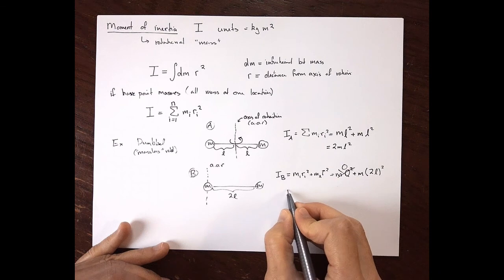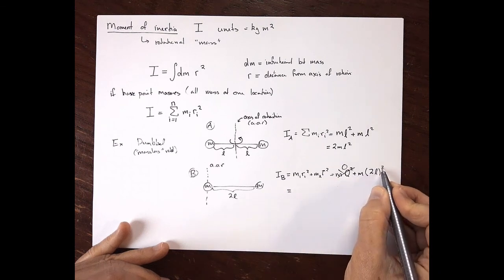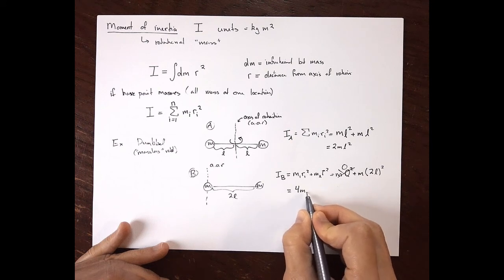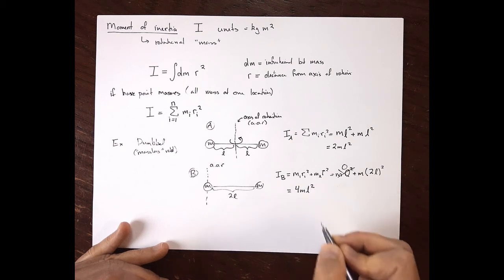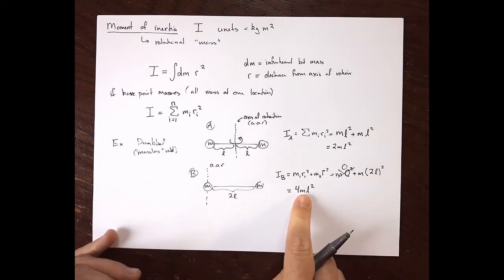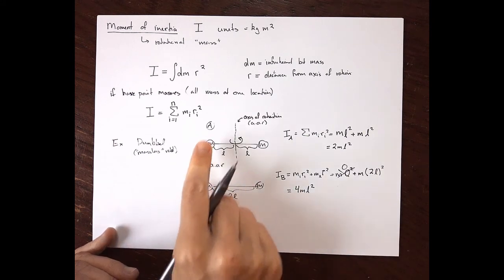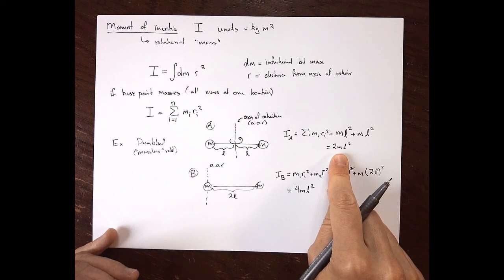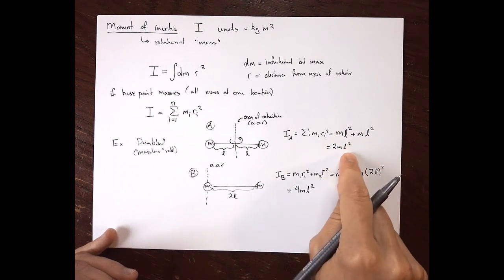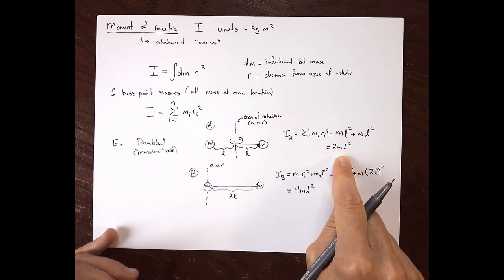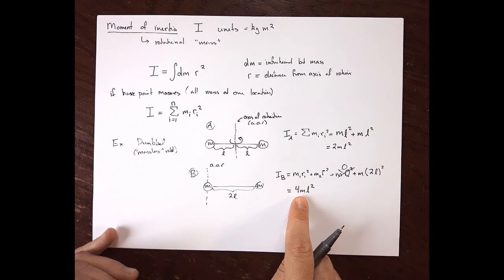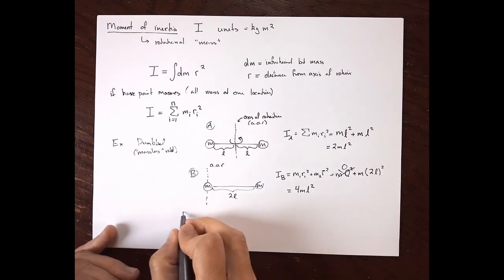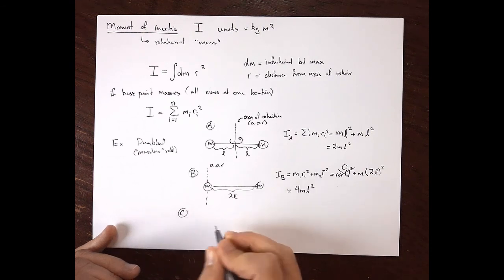And for the second part, if we square the 2L, we get 4L squared, so 4mL squared. So you can see that mass matters, but distance matters more because it's squared. Having two masses a length L away will get you a smaller rotational inertia than having one mass a distance 2L away. And just to emphasize that point, we could do a third configuration.